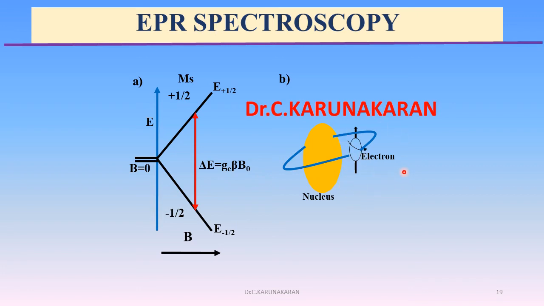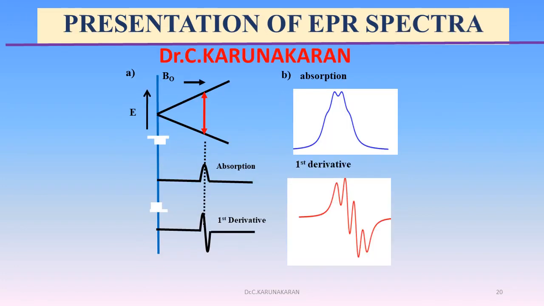The electron spins about its own axis and also revolves in an orbit. As a result of this, there will be... I forgot to tell, ESR spectroscopy is also called electron spin resonance spectroscopy, electron paramagnetic resonance spectroscopy, or electromagnetic resonance EMR spectroscopy. How are the EPR spectra presented?